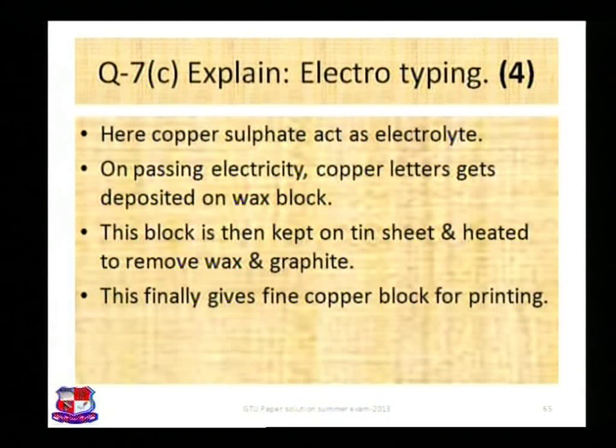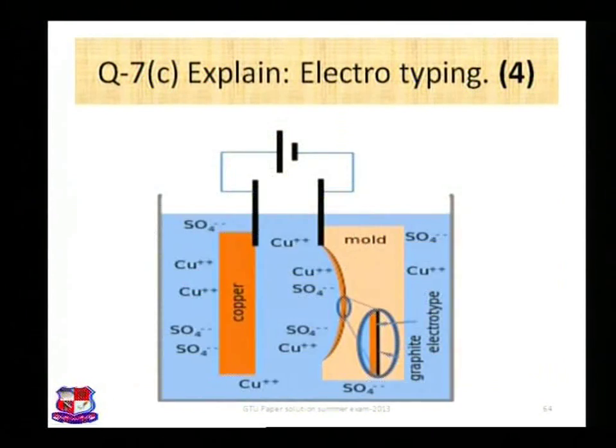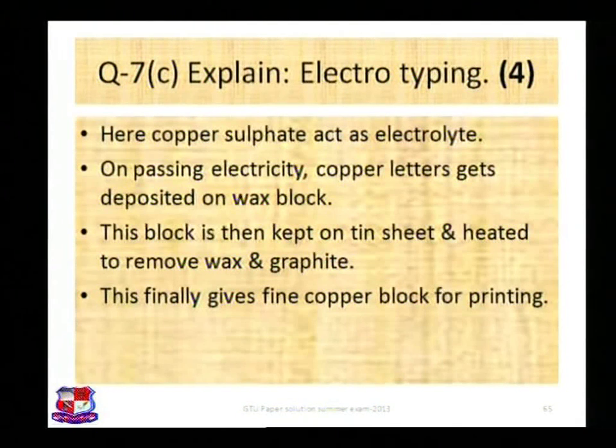Okay, then what happens here? You are passing the current, you are passing electricity. Copper later gets deposited on block of wax, and this block is then kept on the tin sheet and heated to remove wax and graphite. This finally gives copper block for printing. Okay, so this one has to be remembered in a very proper way. Again we have to ensure very clearly.